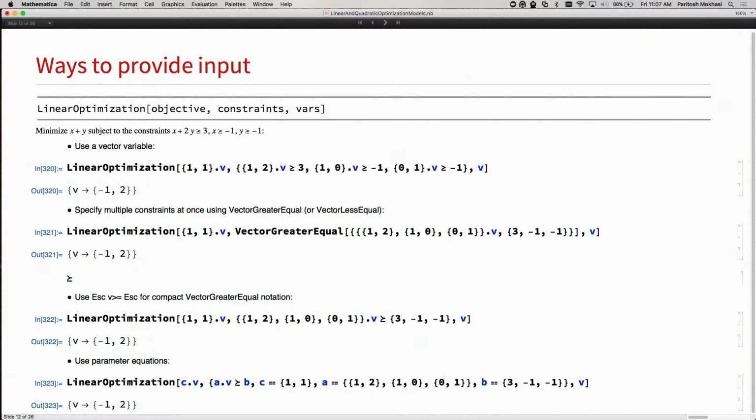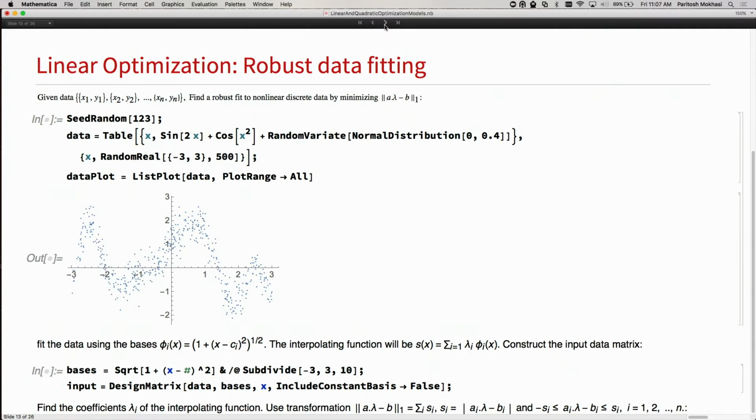So again, linear optimization, same thing happens. Or you could use these parameter equations, right? And again, same. It's a question of convenience and what works best. Sometimes, and I'll show you examples, using matrix vector forms seems to be the most efficient way to represent a problem. And in some cases, using symbolic methods is just the more obvious choice. So let's look at linear optimization examples.